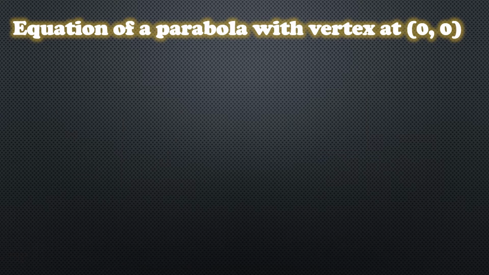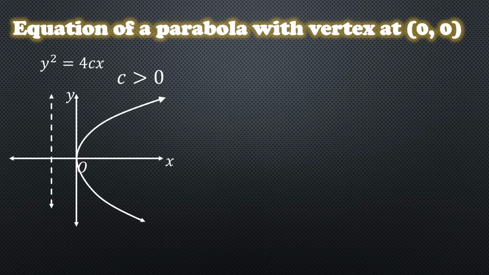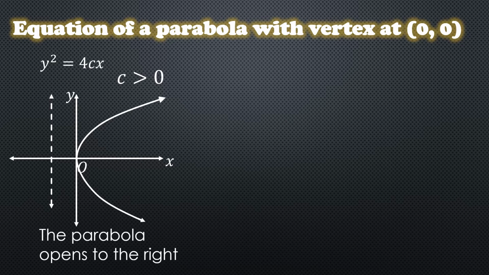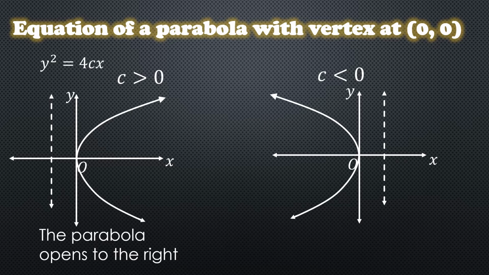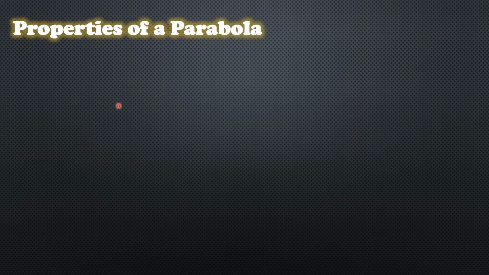Also, when the equation of the parabola with vertex at the origin is y squared equals 4cx and c is greater than 0, the parabola opens to the right. While if c is less than 0, the parabola opens to the left. This time, let us go to the other features of the graph of a parabola.